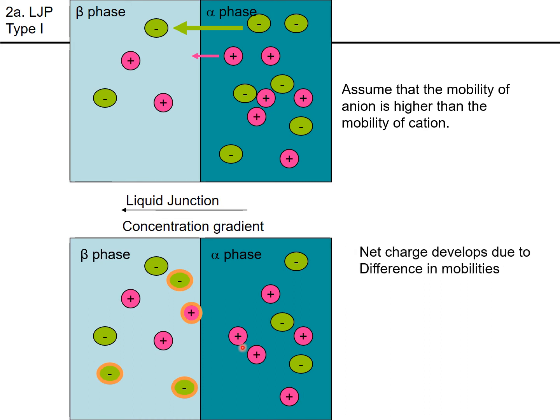Net charge develops due to the difference in mobilities. Then, Q is the net charge. In this case, 2 charges, 2 plus, 2 minus. And then, potential is developed by this net charge divided by capacitance. So, we should think about the potential difference between the electrolytes in this case.